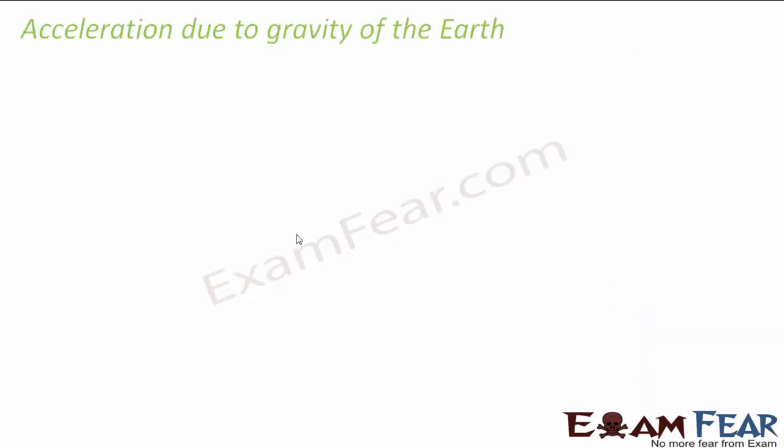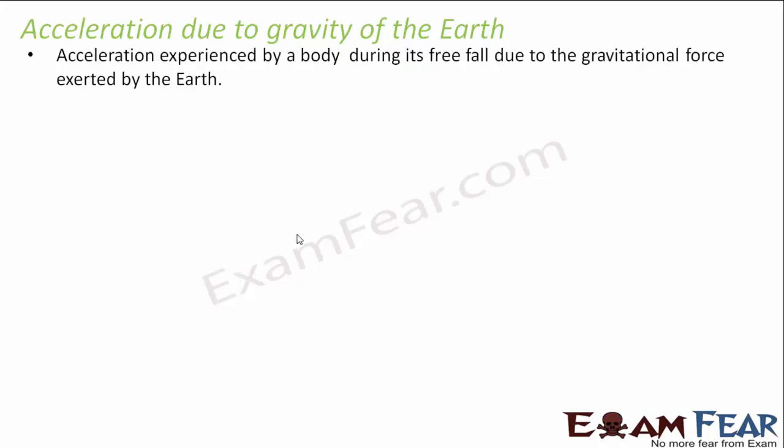So now we will talk about acceleration due to gravity of the earth. Let us quickly look at the definition. It is the acceleration experienced by a body during its free fall due to the gravitational force exerted by the earth. As I mentioned in the previous slide, during a free fall, the only force acting on that object is the gravitational force of the earth. So as a result, the velocity of the object keeps increasing. Therefore, the acceleration which the body experiences is known as acceleration due to gravity of the earth.